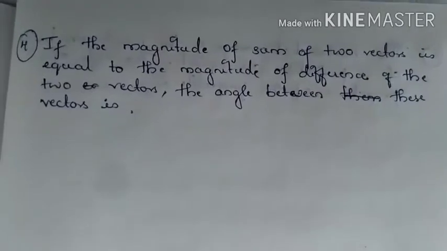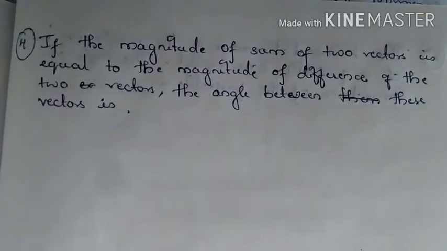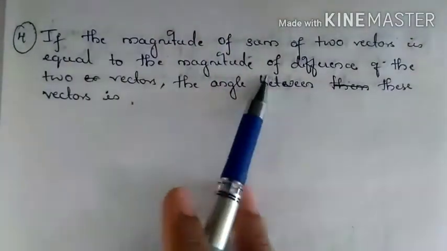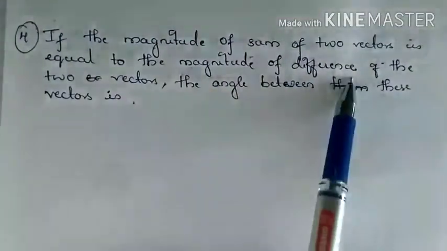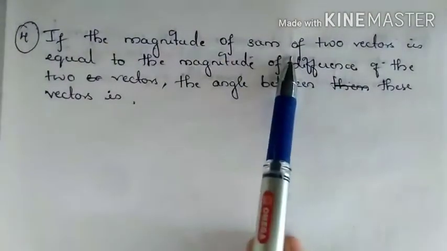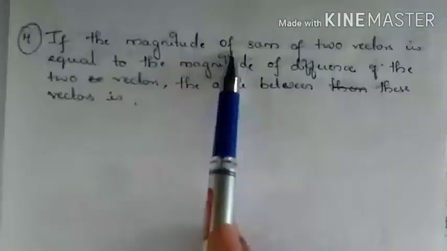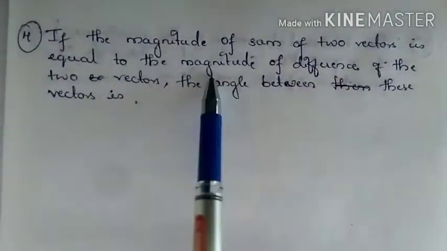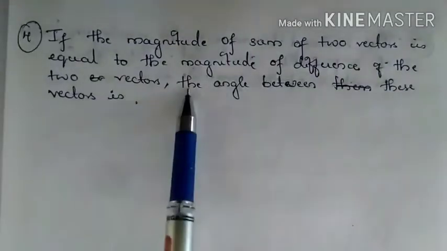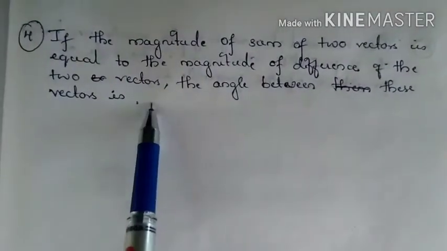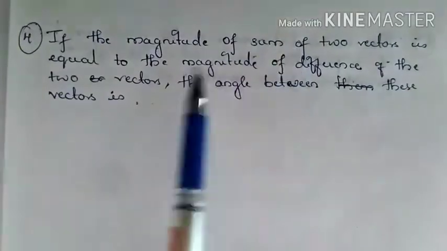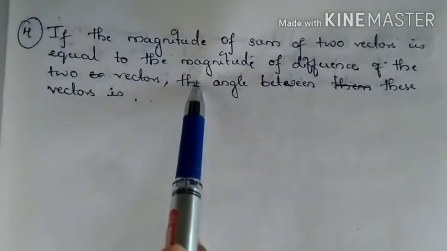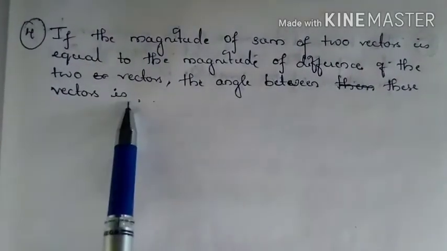So here is the fourth question. If the magnitude of the sum of two vectors is equal to the magnitude of the difference of two vectors. Difference means subtraction, sum means addition. So let's suppose the magnitude of a plus b is equal to the magnitude of a minus b. The angle between these vectors is, so he has said the sum of two vectors is equal to the difference of two vectors. Then we have to find what is the angle between these vectors.